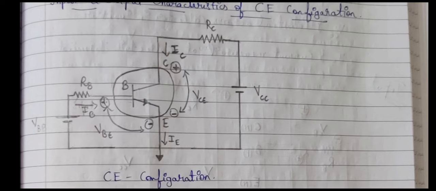The potential difference across the collector junction and emitter junction is given by VCE, and the potential difference across the base junction and the emitter junction is given by VBE. These are the connections for the particular CE configuration. Let's look into how this configuration works.